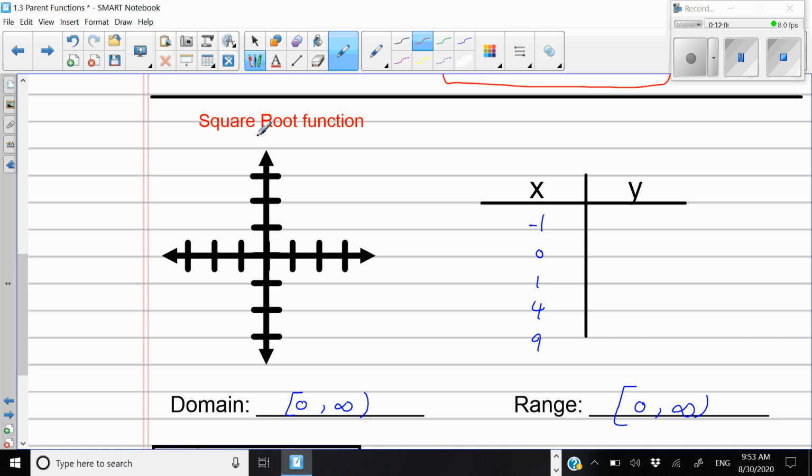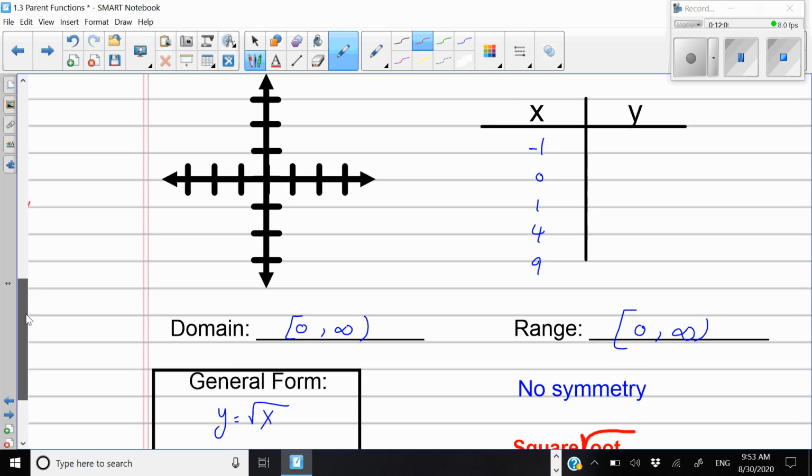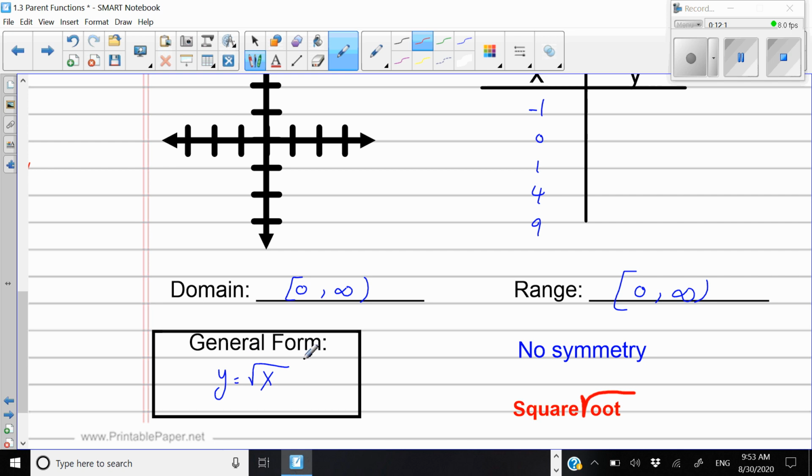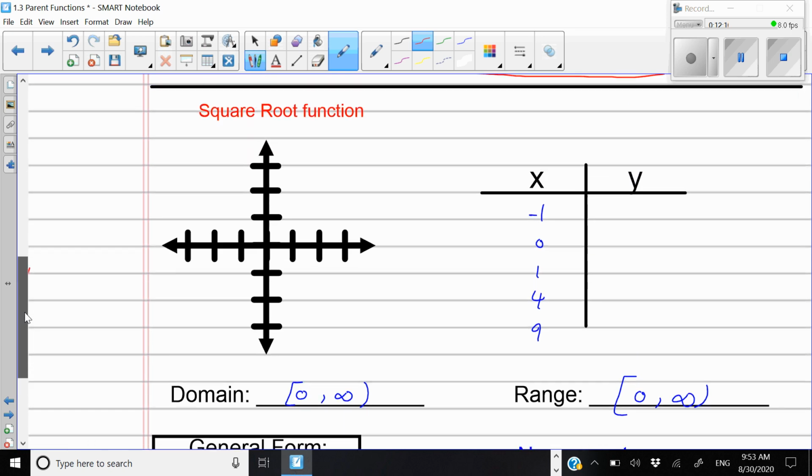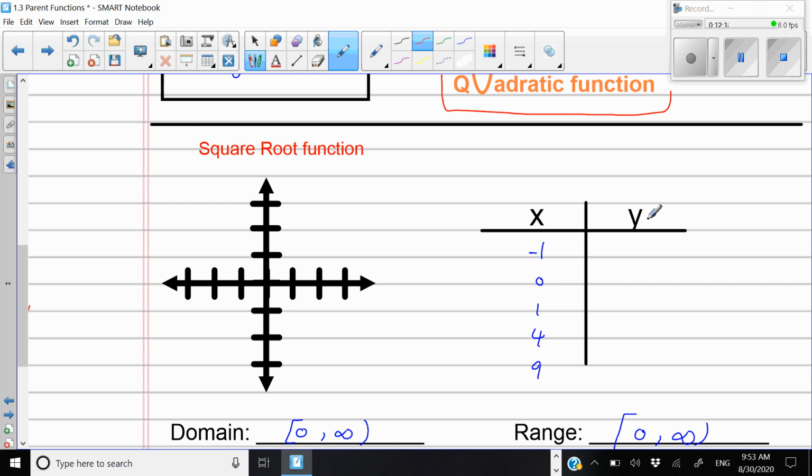Next, we have a square root function. Square root is the inverse of square function. And this is the equation, y equals square root of x, or radical x. So I'm going to give some values to this function.